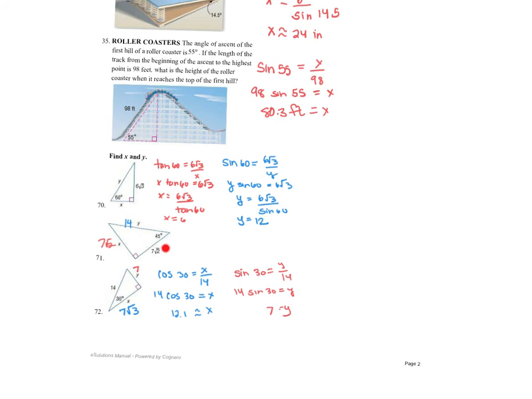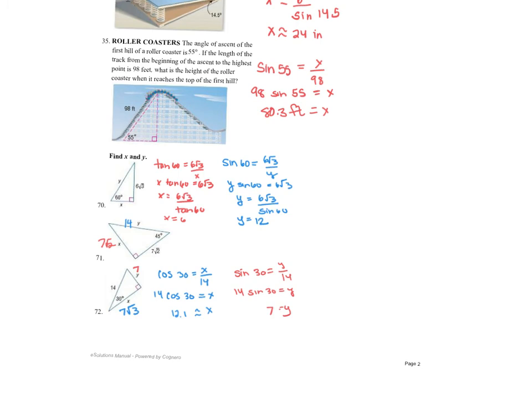Number 70 was obviously a 45, 45, 90. We were given a leg here of 7 times the square root of 2. We should automatically know that we multiply the leg times the square root of 2 to get the hypotenuse, which gives us 14. No need to go through all that work.